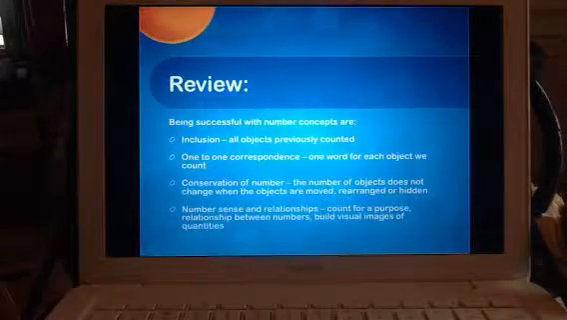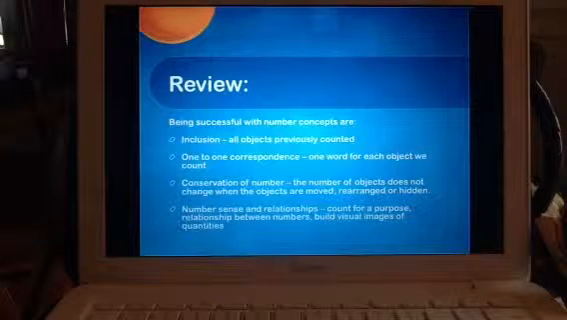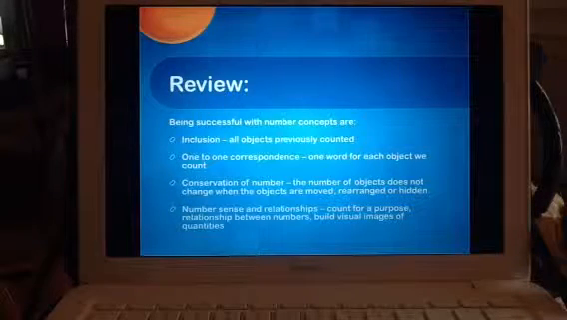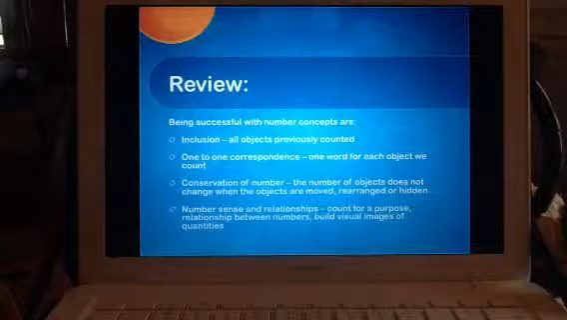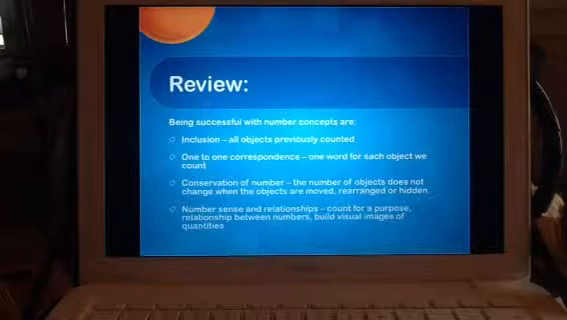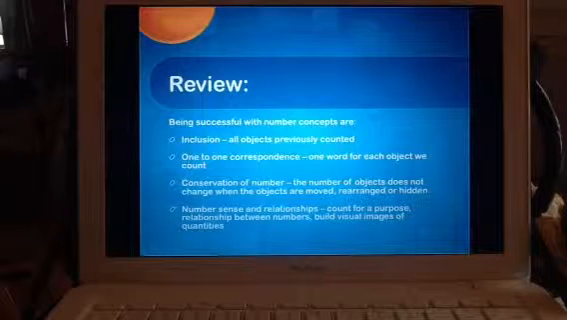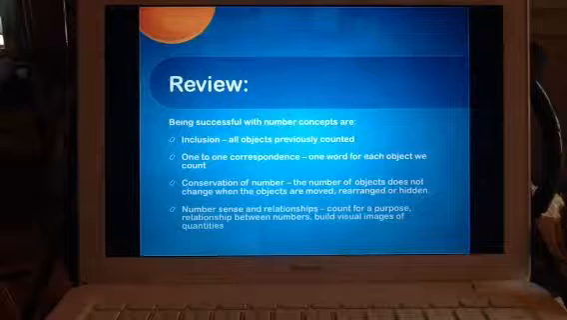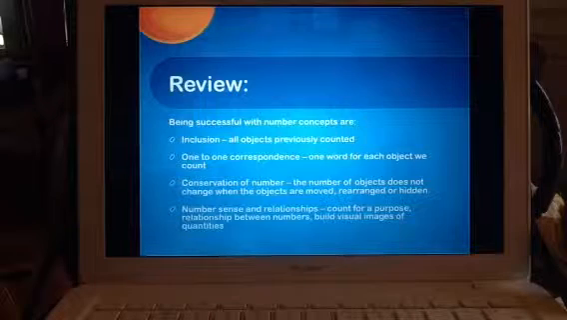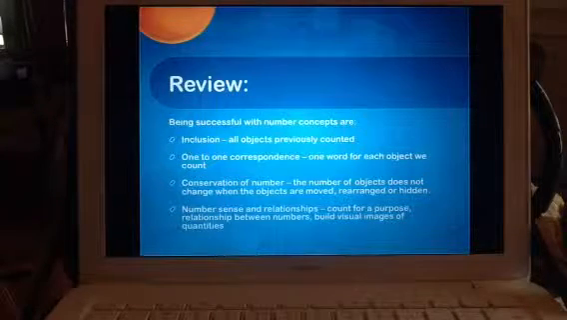So to review, being successful with number concepts are inclusion, all objects previously counted; one-to-one correspondence, one word for each object we count; conservation of number, so the number of objects does not change when the objects are moved, rearranged, or hidden, so it stays the same. Number sense and relationships. Count for a purpose. Relate between numbers, build visual images of quantities.